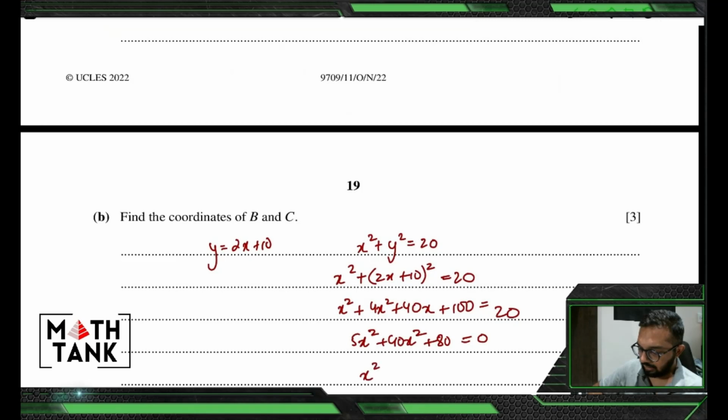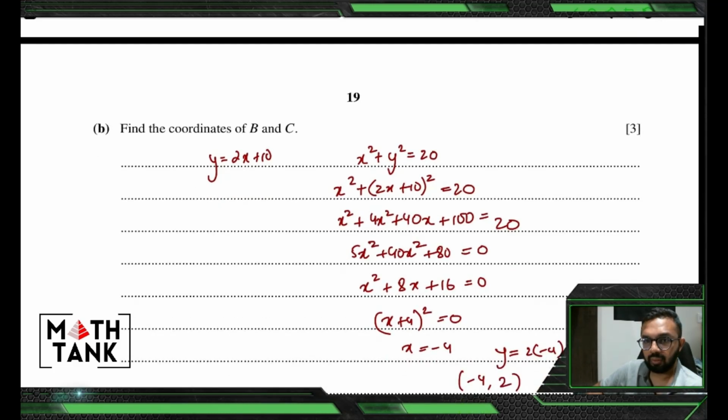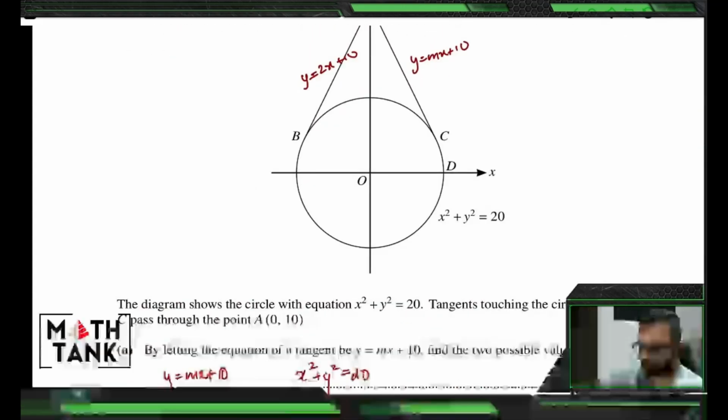I think that makes it x squared plus 8x plus 16 equals 0. And that would give me (x plus 4) whole squared. So x equals minus 4, and y equals 2 times minus 4 plus 10. That's 2. So that's minus 4 comma 2. Those are the coordinates of B.